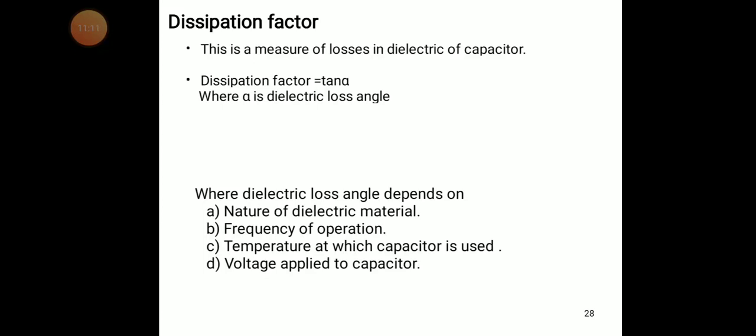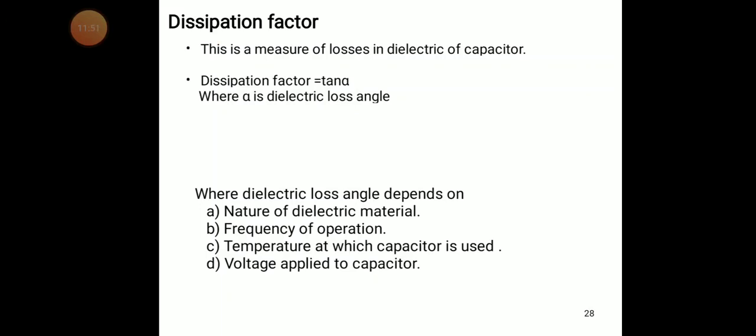For low frequency, how it is, for high frequency, how it is, depends on the frequency of operation, and the alpha will be decided accordingly. Temperature at which the capacitor is used, in what environmental and temperature conditions we are using the capacitor, is also used for the measurement of alpha. The voltage applied to the capacitor is also used to calculate the dissipation angle.